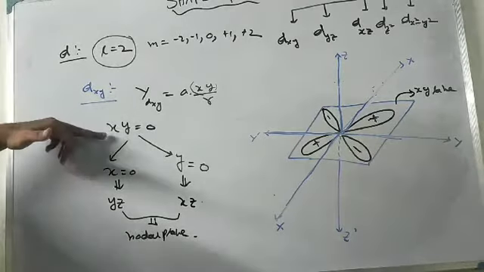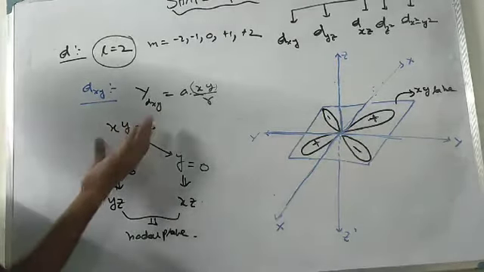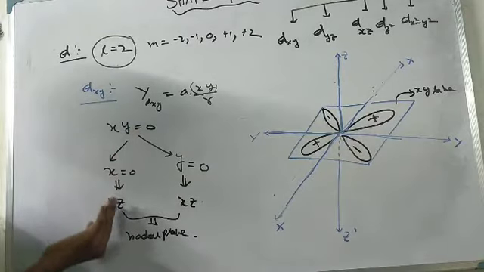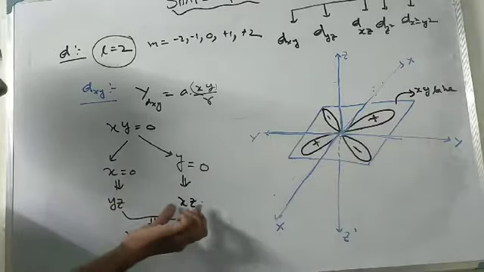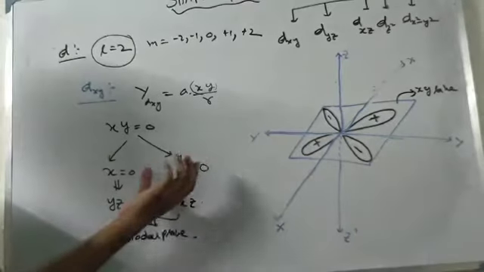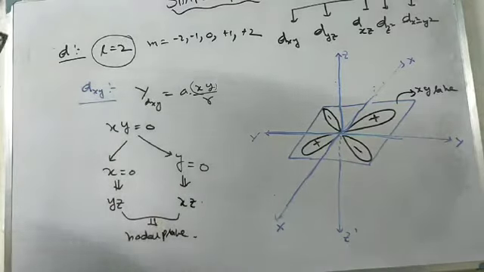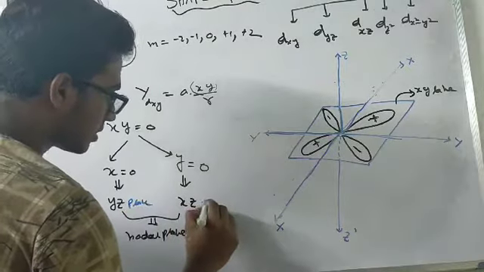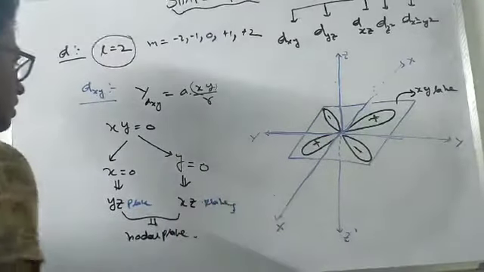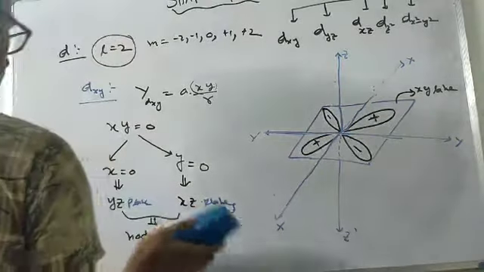But how will you find the nodal planes? Just put the value of xy equals to 0. So xy equals to 0 may happen due to x equals to 0. x equals to 0 means the yz plane, y equals to 0 means the xz plane, as the values remain for x and z. So that's why this is the representation of the xz plane. They are the planes. So this is all about the dxy orbital.